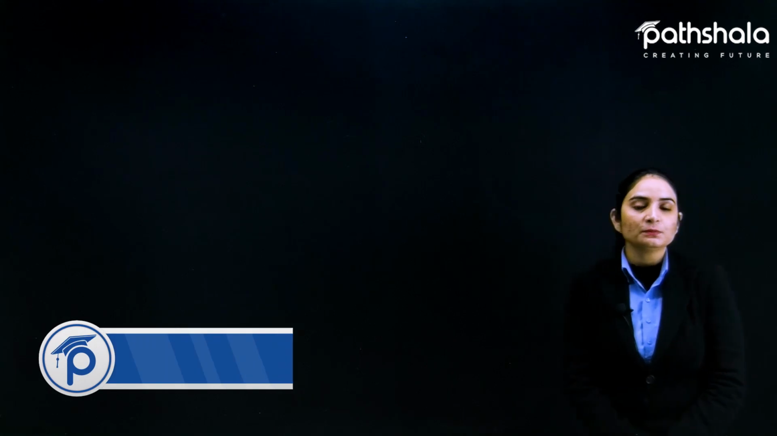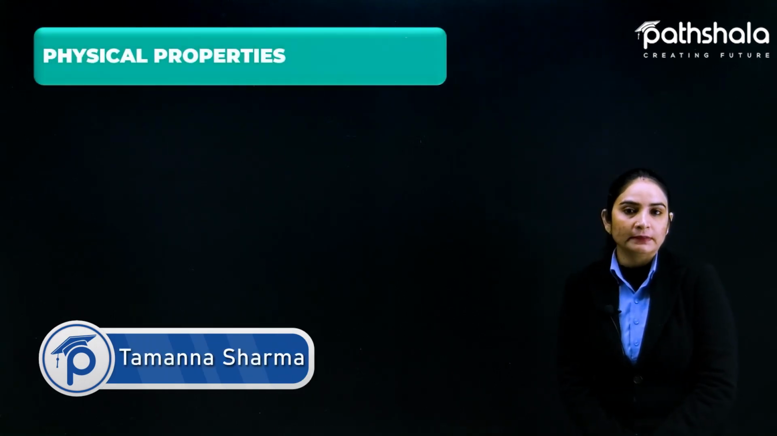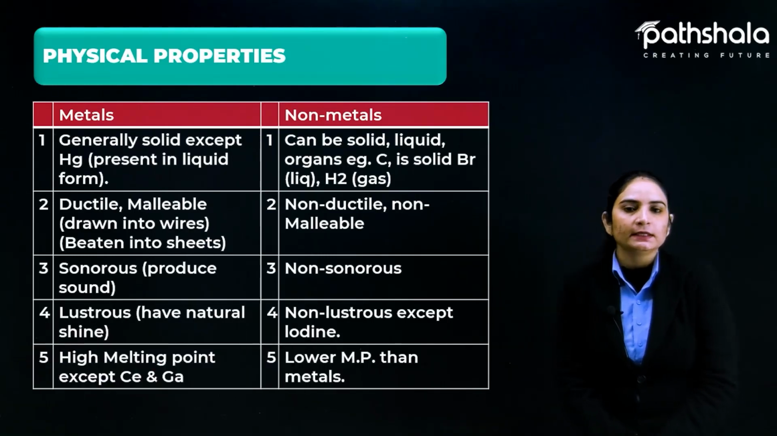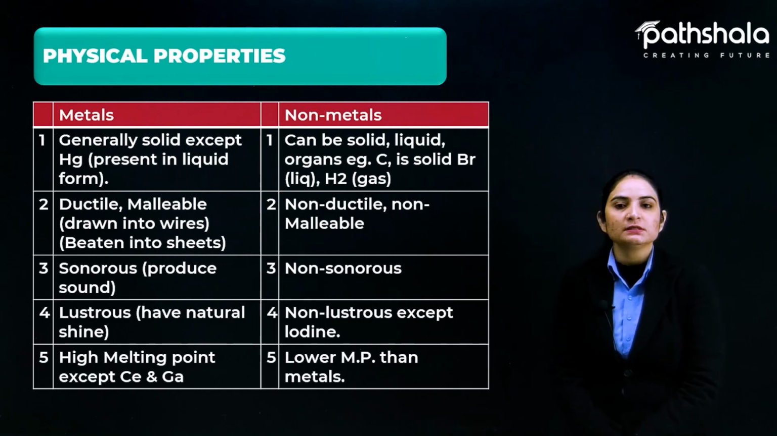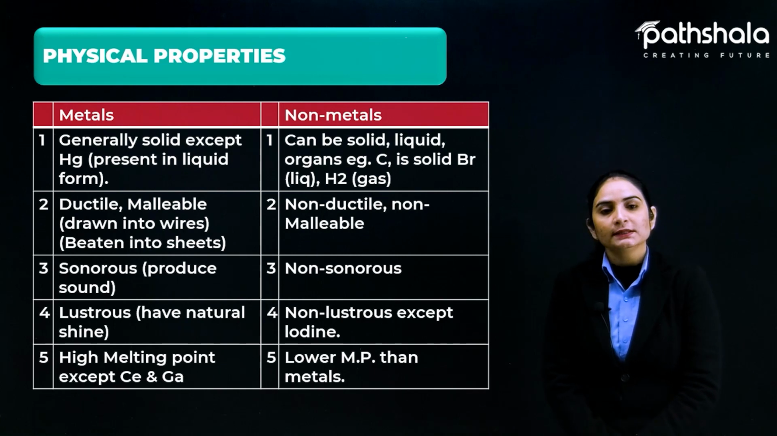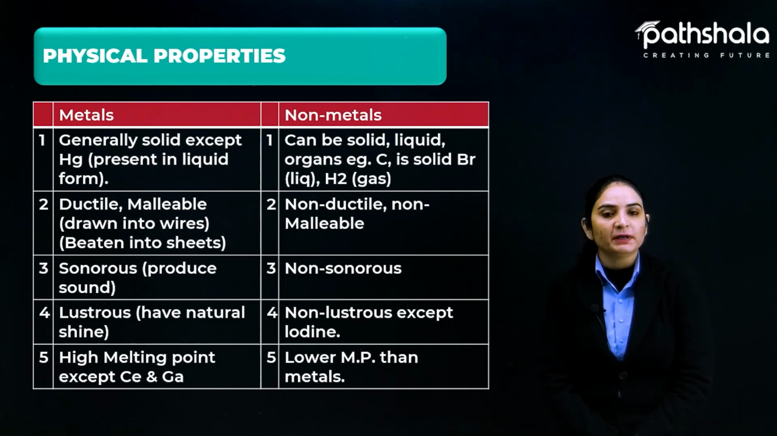So next is physical properties of metals and non-metals in tabular form. We are going to compare metals along with non-metals in a tabular form. First of all, generally metals are solid except mercury, which is present in liquid form. So all the metals generally are solid, except mercury. Mercury is what? Liquid form.